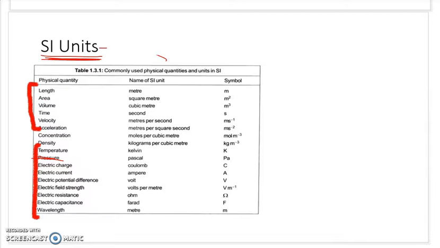These 1, 2, 3, 4, 5, 6 units are probably the most important that I'm going to stress for classical 6th grade physics. Length in meters, area in meters squared, volume in cubic meters, time in seconds, velocity in meters per second, and acceleration in meters per second squared.